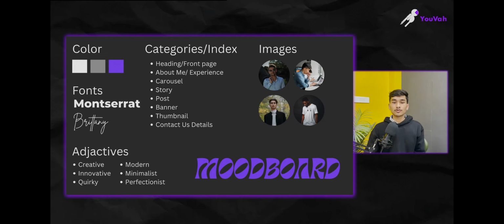All right, now you can have categories also in that: heading, front page, about me, experience, carousel, story. You can include all these things in a mood board. All right, and then images, some reference images you can pick up. So consider these things always when you are creating a mood board. Now let's discuss some mood boards, and then we're going to create a vision board.